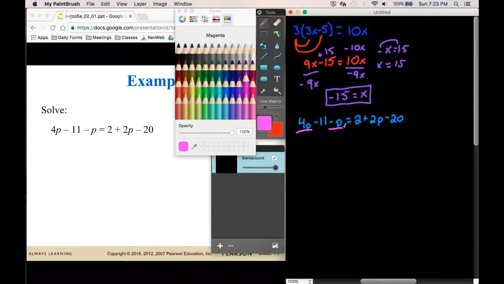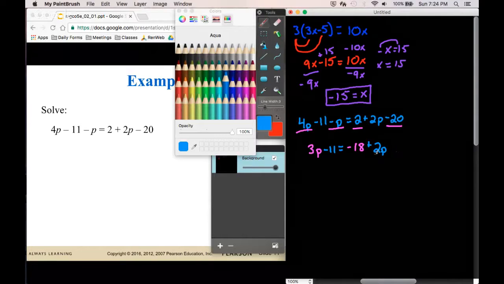So these are like terms on this side of the equation. 4 minus 1 is going to be 3p, equals, find your like terms on this side of the equation. And that's going to be negative 18, because 2 minus 20.